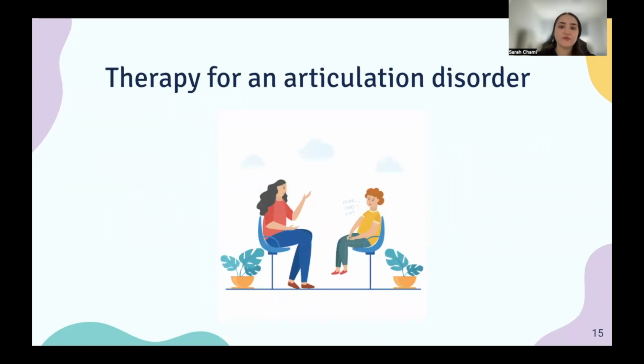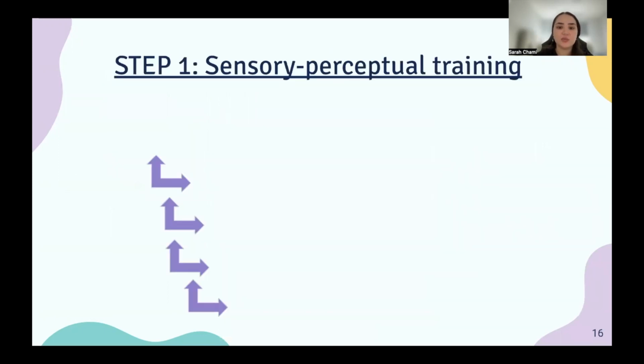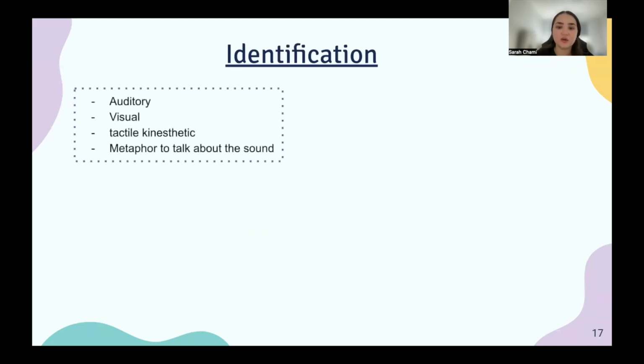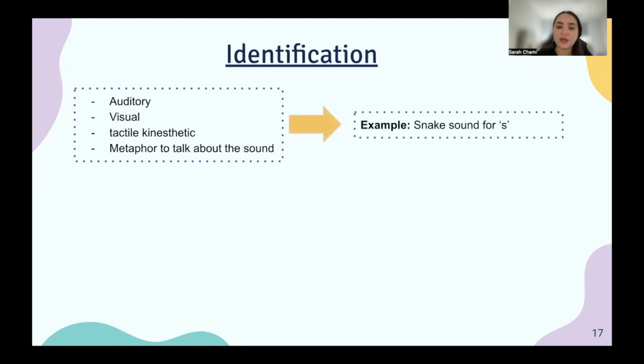So what does therapy for an articulation disorder look like? First, we start with sensory perceptual training, where we focus on listening. This involves identification, isolation, stimulation, and discrimination. Identification is where the child learns the auditory, visual, or tactile kinesthetic properties of the sound. We also often use a metaphor to talk about the sound. For example, we can call the S sound the snake sound.